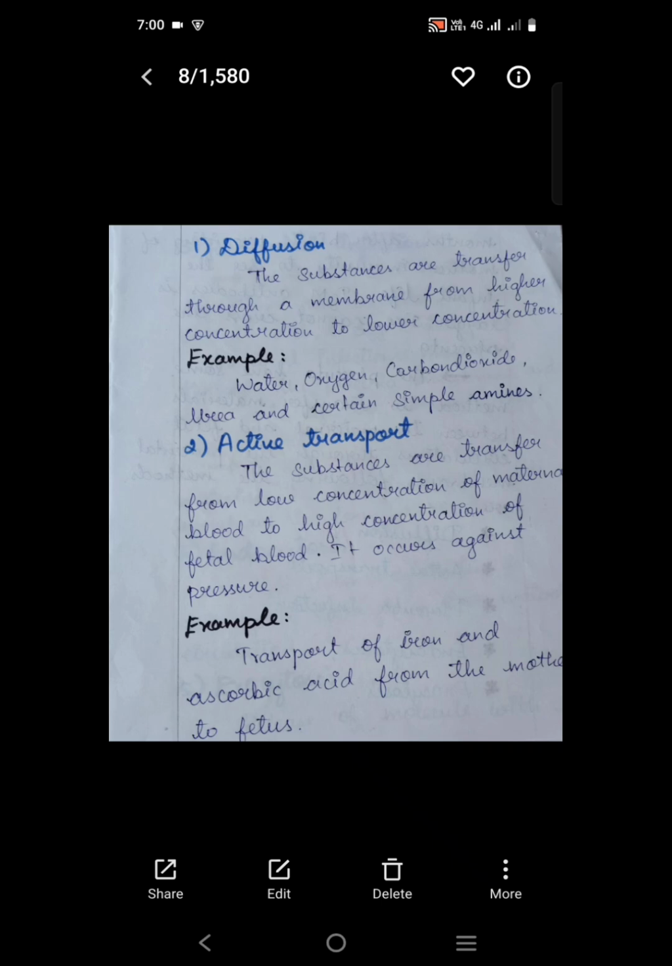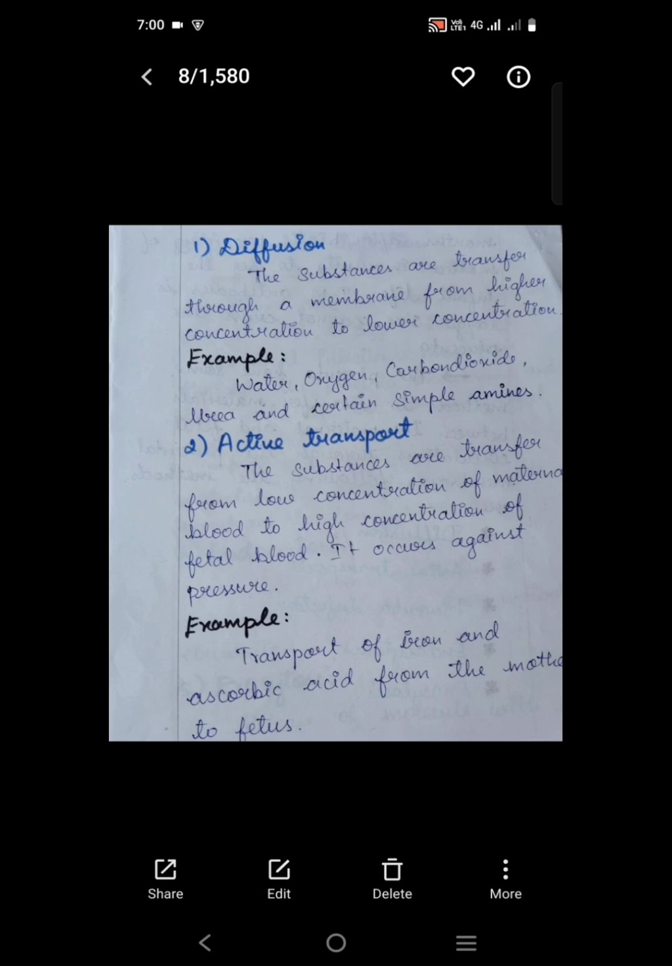In active transport, the substance is transferred from the low concentration of maternal blood into the high concentration of fetal blood. It occurs against pressure. Here you will have lower concentration in one place, and at the opposite place it has the higher concentration. Previously we saw that in the diffusion method it goes from higher concentration to lower concentration, with normal pressure. But in active transport, it is against pressure, from low concentration to high concentration.